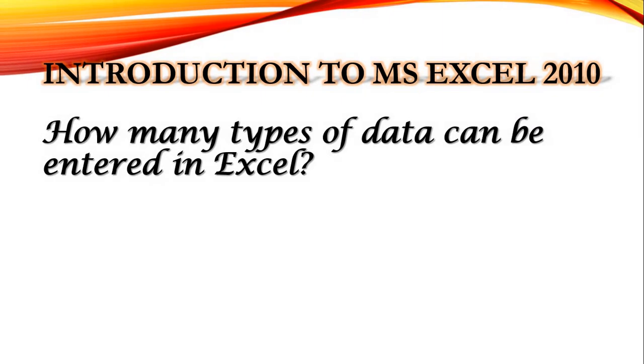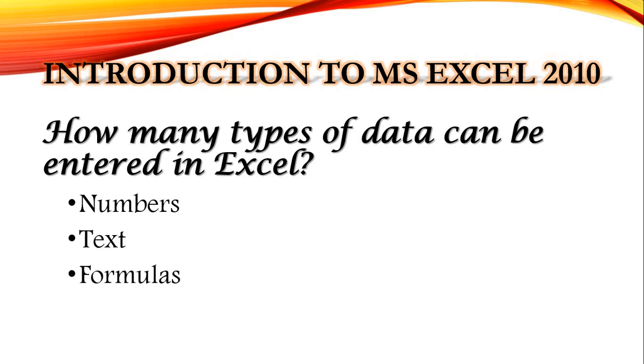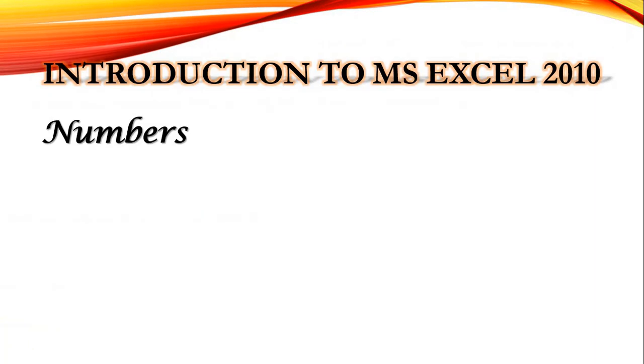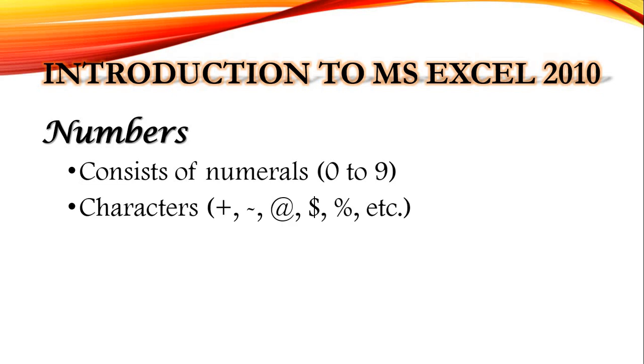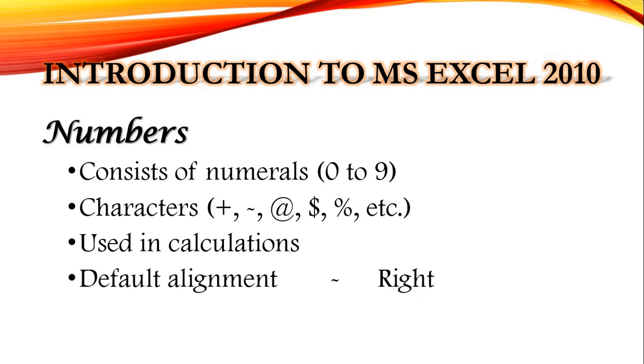Next, how many types of data can be entered in Excel? You can enter three types of data in it. They are numbers, text, formulas. First, numbers. It contains numerals like 0 to 9 and characters like mathematical symbols like plus, minus, and dollar symbol, percentage symbol, and at symbol, etc. These all are included in numeric data. It is used in calculations. The default alignment of the numbers data type is right align in a cell.